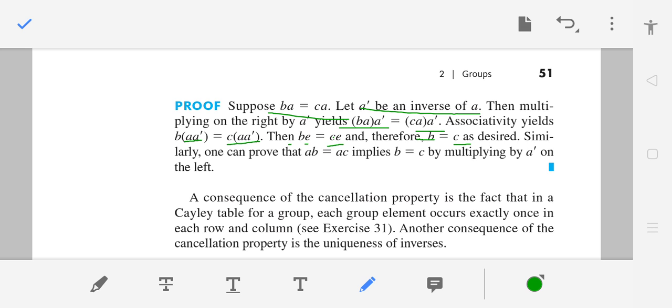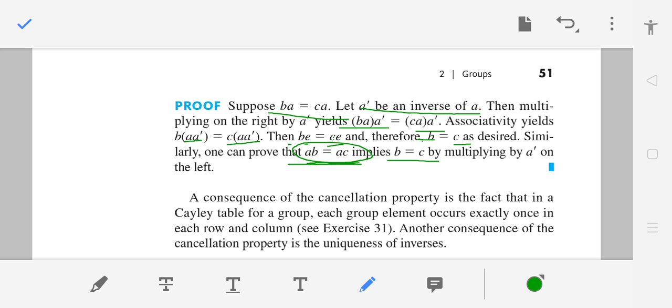So b equals c. Similarly, one can prove that ab equal to ac implies b equals c by multiplying by a dash on the left. So it is again a very good proof. This is the cancellation law. So basically you take ab equal to ac, and multiply both sides by a inverse. Using associativity, the inverse gives the identity, so b equal to c. That's it. So this is the whole cancellation law.